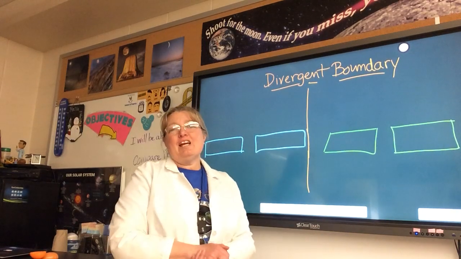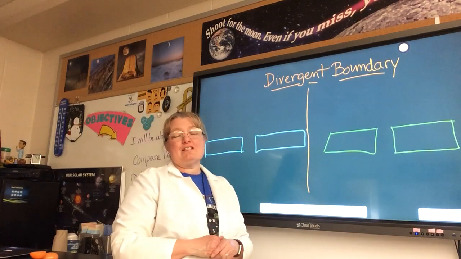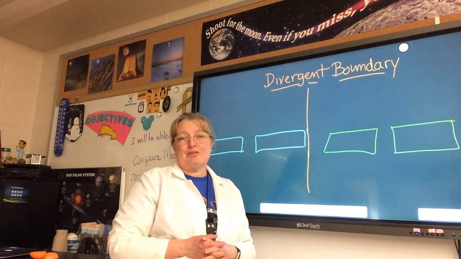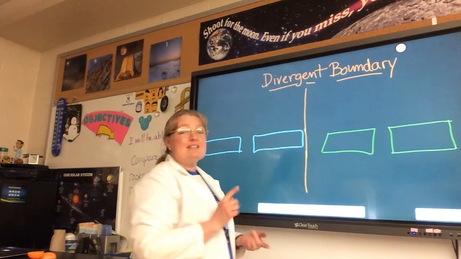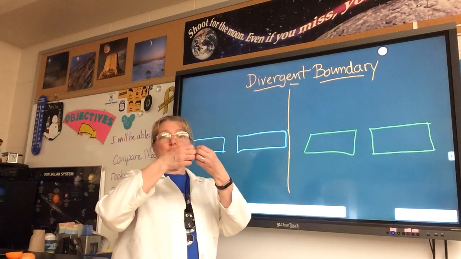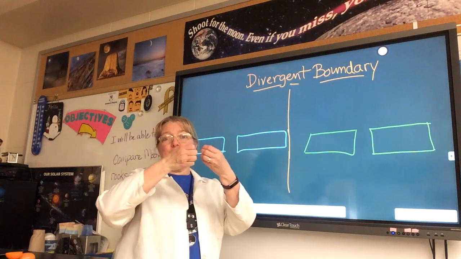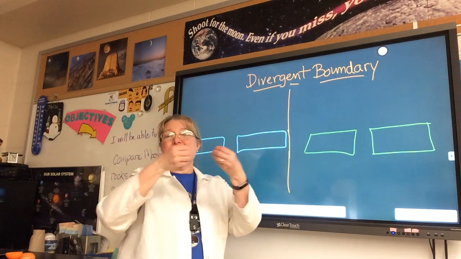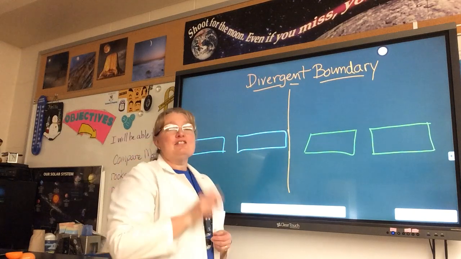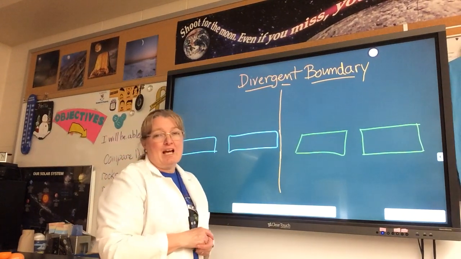Hello again. So today we're talking about divergent boundaries, and hopefully you've already seen the convergent boundary video. But a divergent boundary is an area where two crusts are moving away from each other or dividing. All right? So there's basically two situations where that can happen.